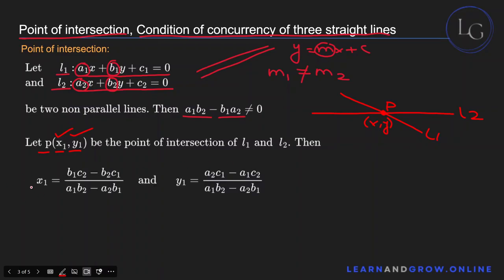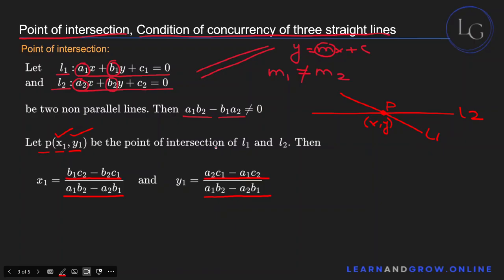x1 is equal to b1c2 minus b2c1 over a1b2 minus a2b1, and y1 is equal to a2c1 minus a1c2 over a1b2 minus a2b1, right? So it's just easier for you if you actually note down the coefficients of x, the coefficients of y, and the remaining constants from both lines, and then just place them in these two equations.